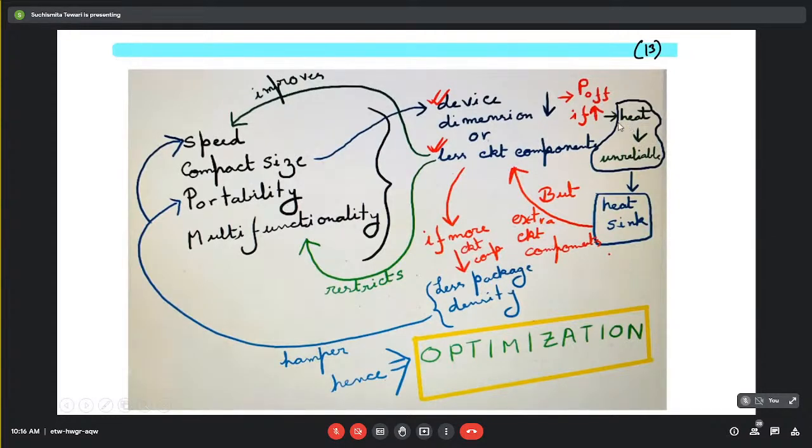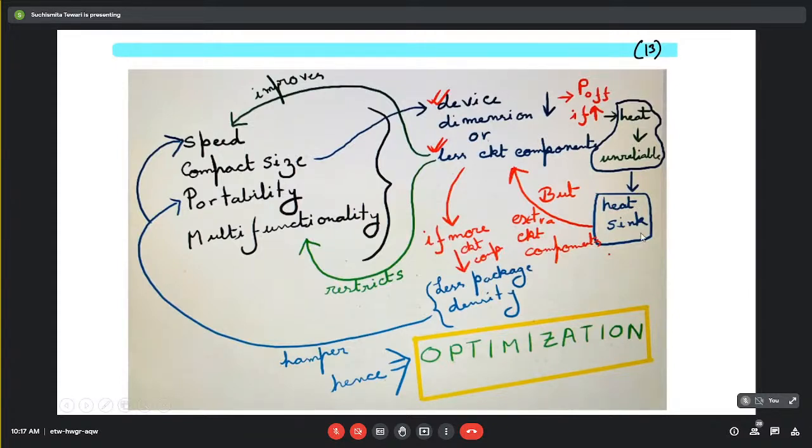So we need to avoid that heat. Now if we need to avoid that heat, because the heat simply makes the circuit unreliable, we need to have some arrangement that can actually absorb that produced heat.